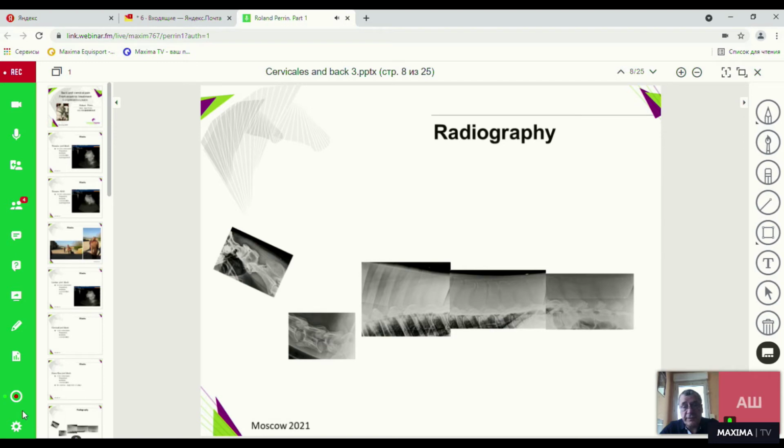And with the improving of the machine we have now, the X-ray machine we have, we can do now very nice pictures, even in the field.